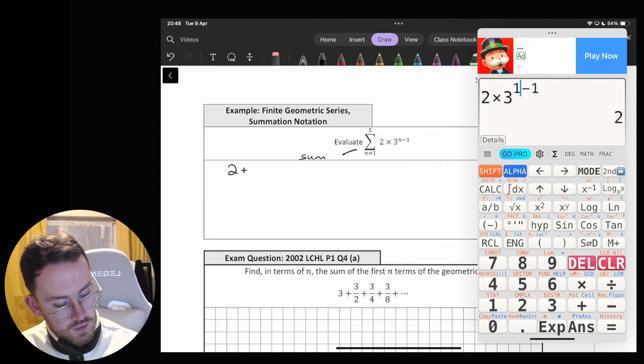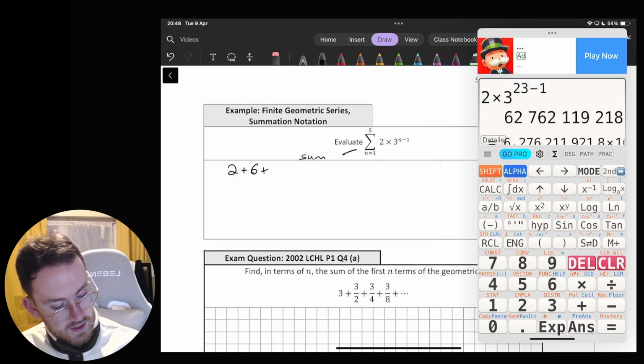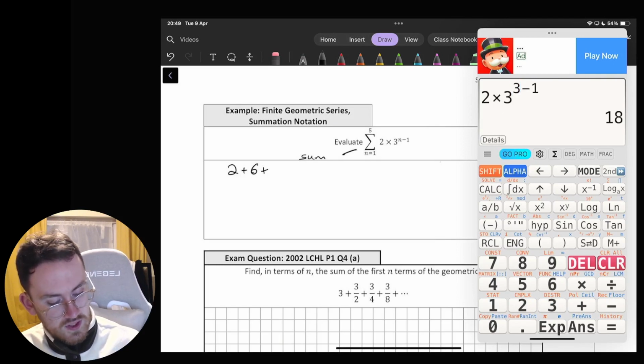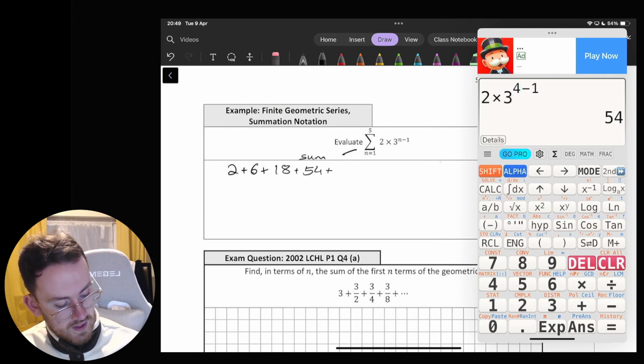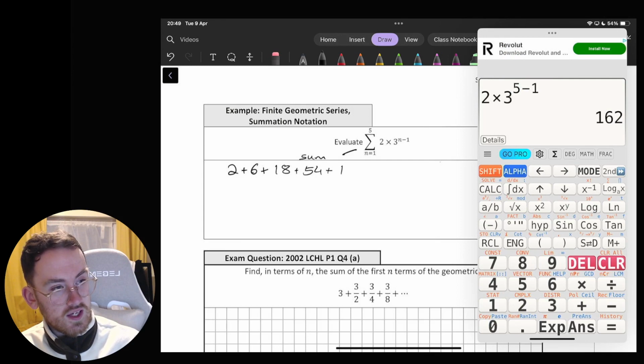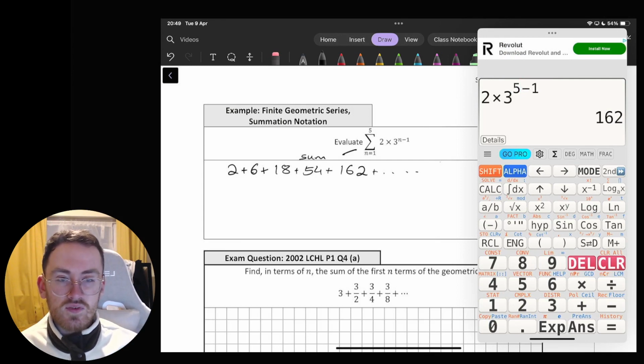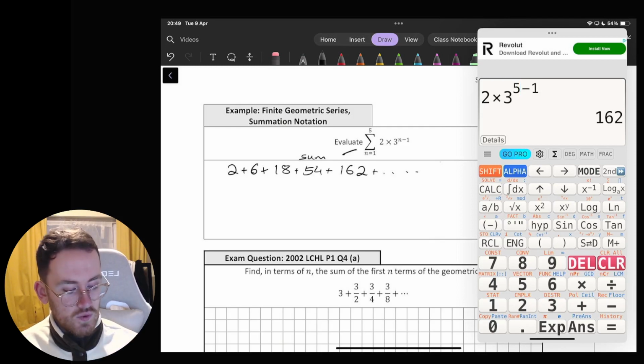The next answer would be to change that to a 2, which is going to give me 6. Changing that to a 3 is going to give me 18. Changing it to a 4 is going to give me 54, and changing it to a 5 is going to give me 162. That's as far as we're really going with our sum here, but we can write it out and get a sense of what the overall sequence would be if it were to continue.